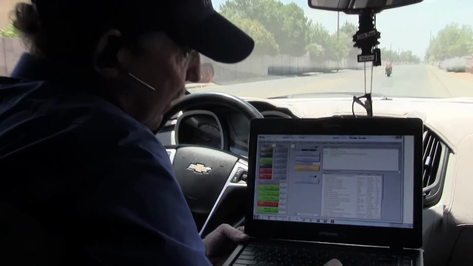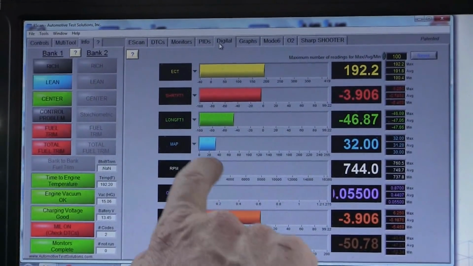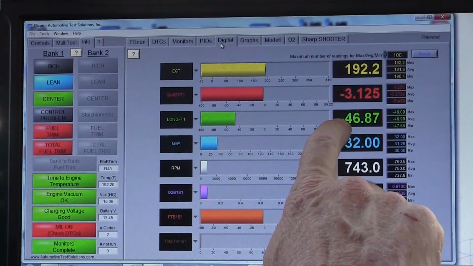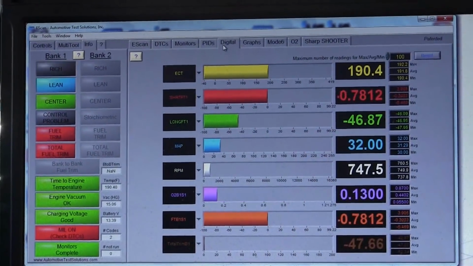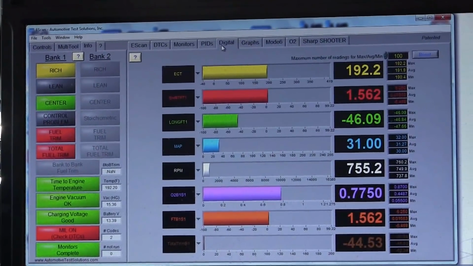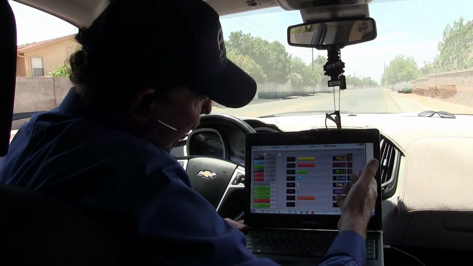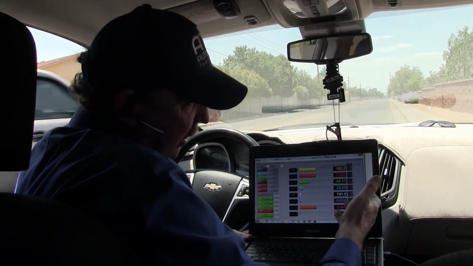So now we can come over and we want to look at the digital. Right now, my long-term trim is minus 46. That's a lot of trim, guys. I mean, that's a tremendous sum of trim for long-term to have. So I definitely have a problem. We're at hot idle right now.